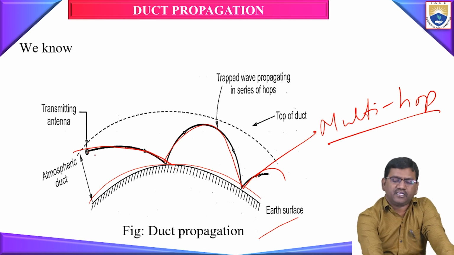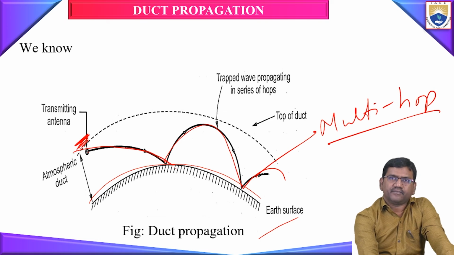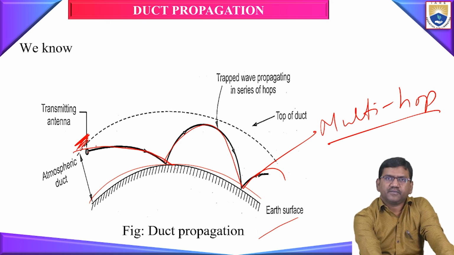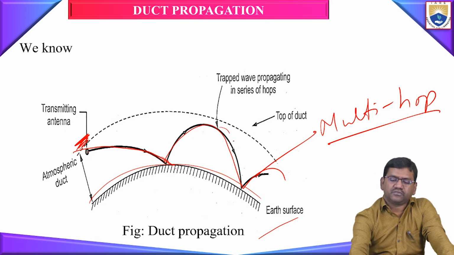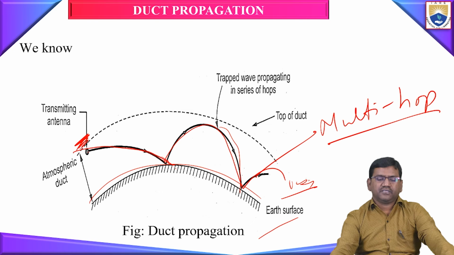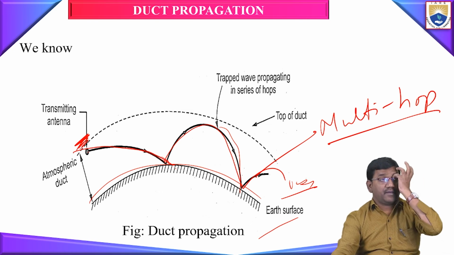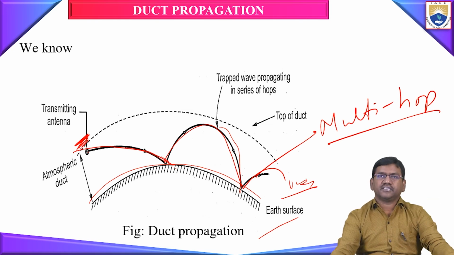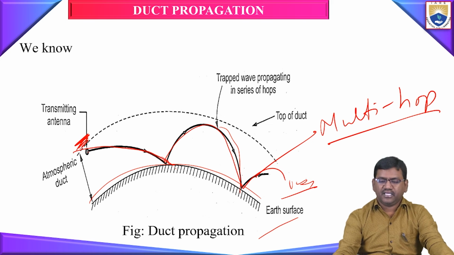From the transmitting antenna, there is a duct here. From the duct, the refraction is going to take place. After refraction, the signal is reflected to the ground, and from the ground again it touches the surface of the duct, and again it reaches the ground, and from the ground again it reaches the receiving antenna. So the duct is responsible for multiple reflections and refractions in the atmospheric layer.